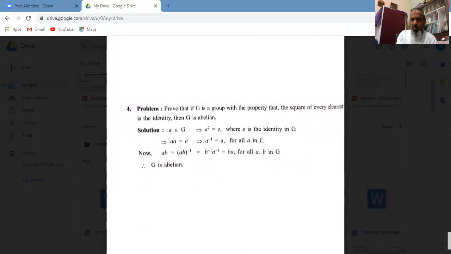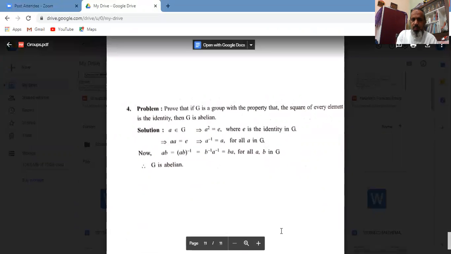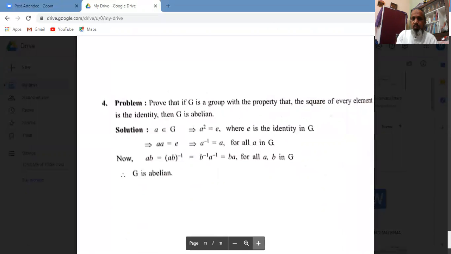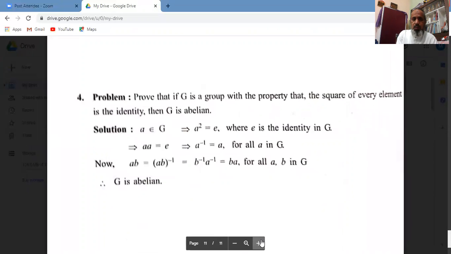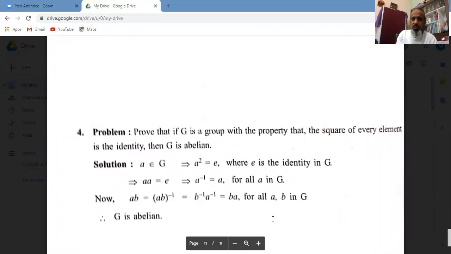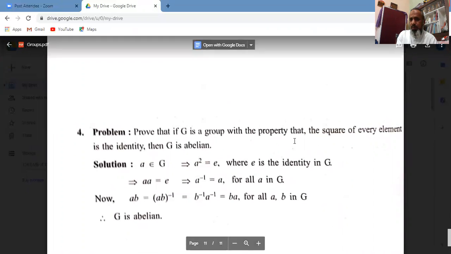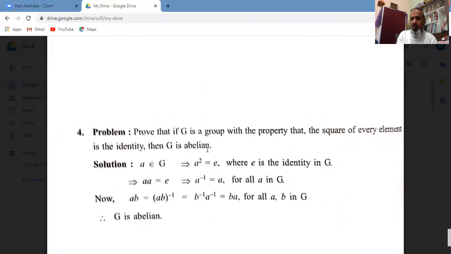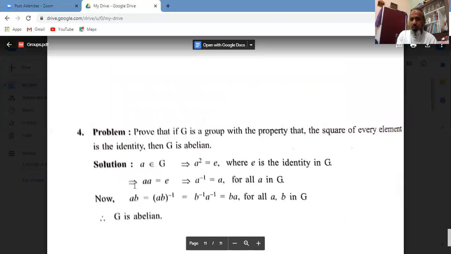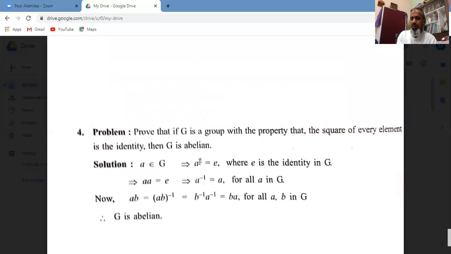Now another problem. Prove that if G is a group with the property that the square of every element is the identity, then G is abelian. So if the non-empty set G is a group, if A belongs to G, what is the given property? The square of this element must be the identity element. If A belongs to G, A square is equal to E.